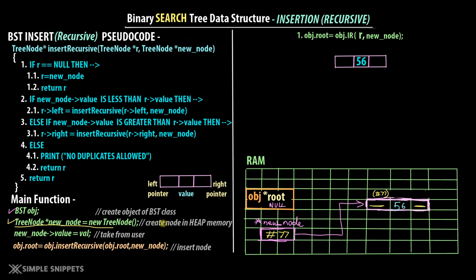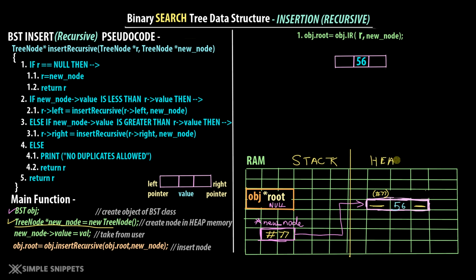So the reason why we did this is because we wanted to create this node in the heap memory because it will have global scope. And that will be used when we are creating the entire binary search tree. So now what we have is we have a new node pointer which is there in the stack memory. Let's say there is a divider over here. This is the stack memory and this is the heap memory.